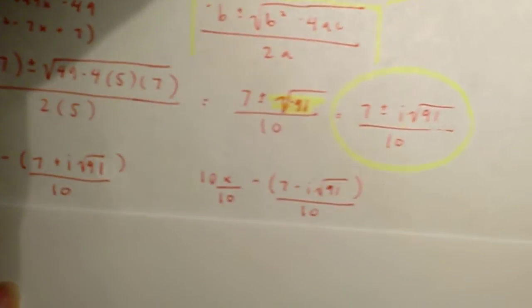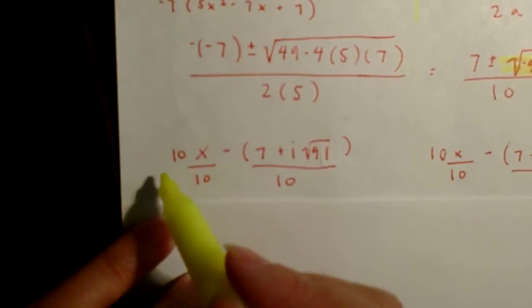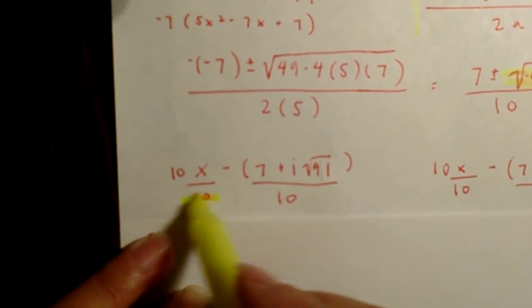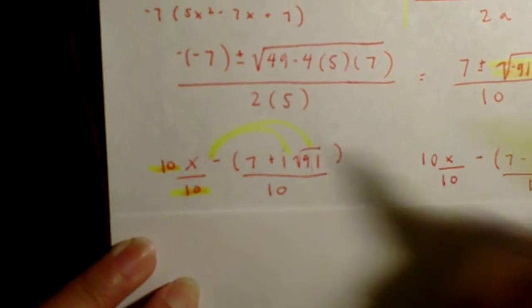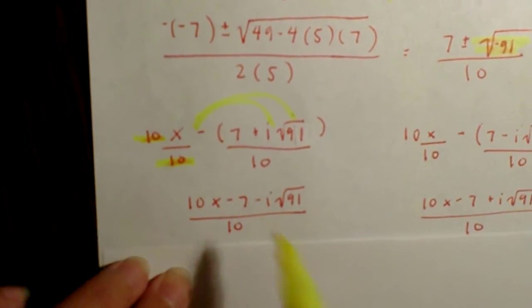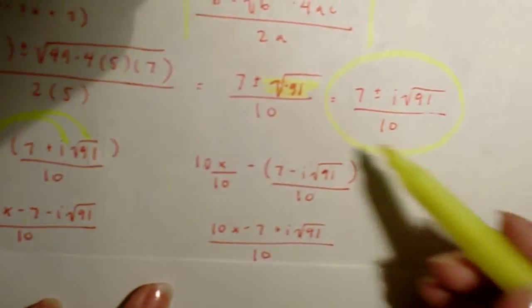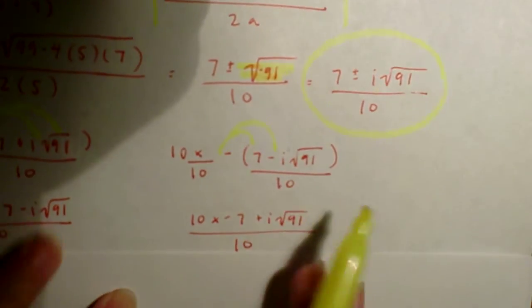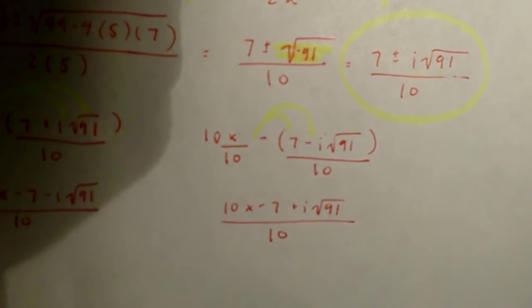So we know that this number is our zeros, and over here we are going to try to find a common denominator, which is 10. So we have to multiply the top and bottom by 10. And then we're going to distribute the negative. And this gives us 10x minus 7 minus i radical 91 over 10. And we're going to do the same over here. We're going to distribute the negative. And this gives us 10x minus 7 plus i radical 91 over 10. So this is our factor along with this.